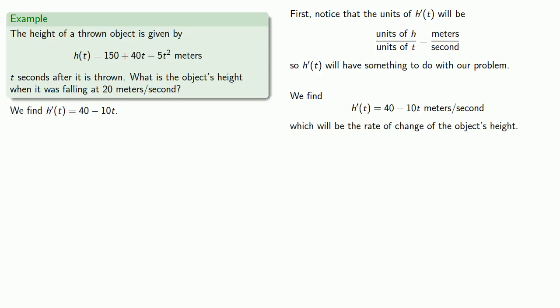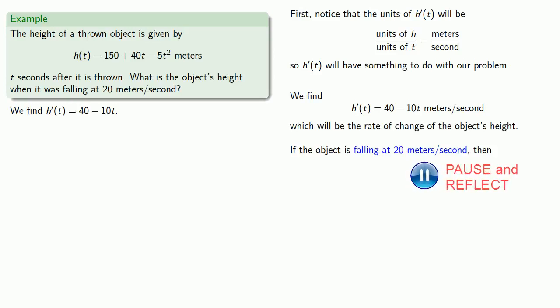And we note that this will be the rate of change of the object's height. And let's consider this information. The object's height when it was falling at 20 meters per second. And let's consider what that means. First, the important thing to recognize here is that the formula we have is for the height of the object. And so if the object is falling at 20 meters per second, what we want to do is translate this information into some statement about the height of the object. And so one possibility is that the object's height is decreasing by 20 meters per second.